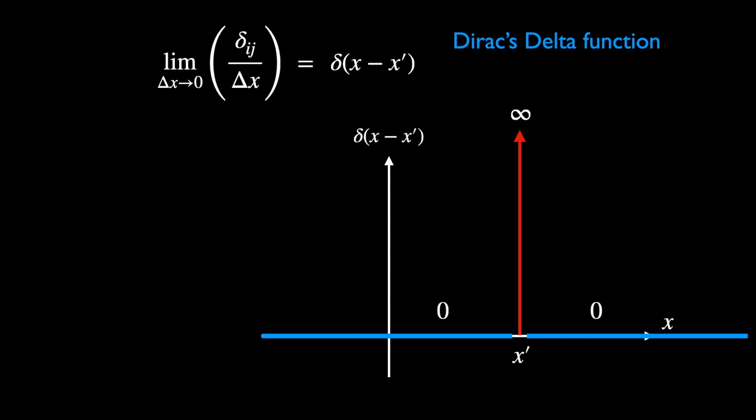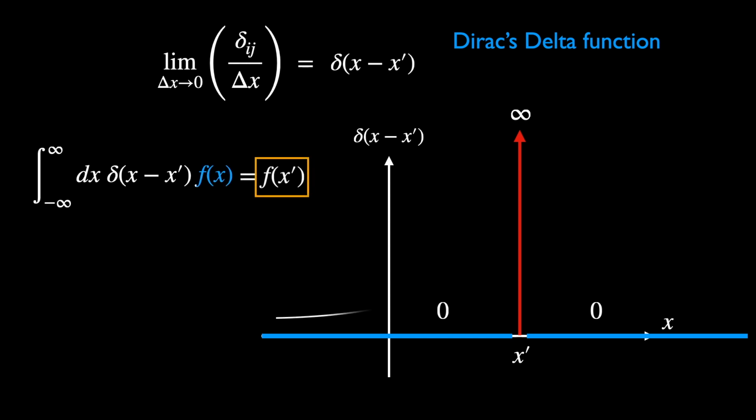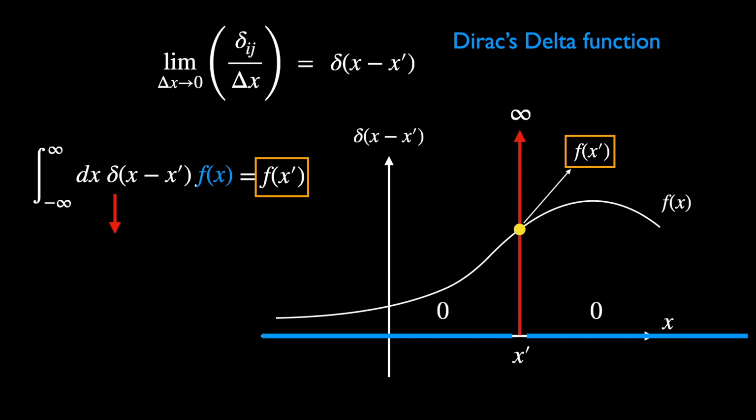Let's look at another defining property of the delta function. The integral of the delta function with an arbitrary function f picks out the value of f at x prime. Note that x prime is a constant position under the integral. This property holds because the delta function has 0 support everywhere except at x prime.